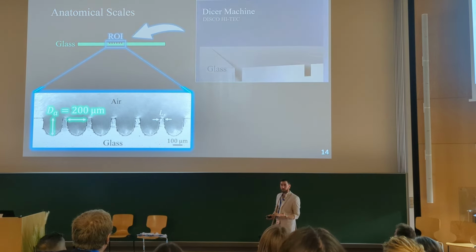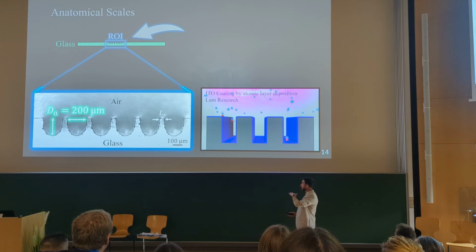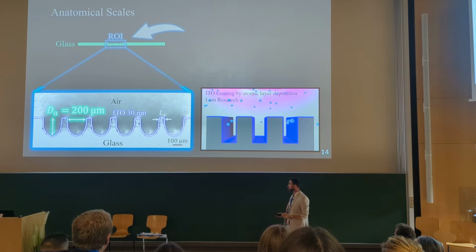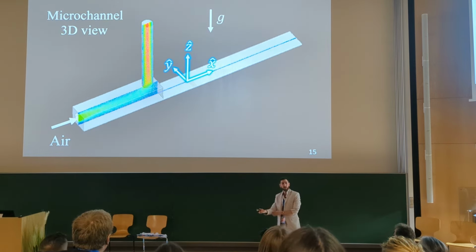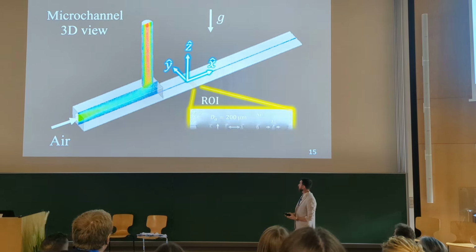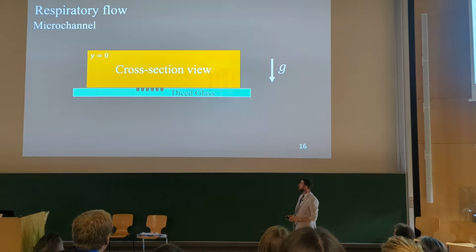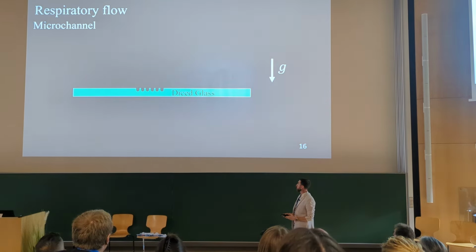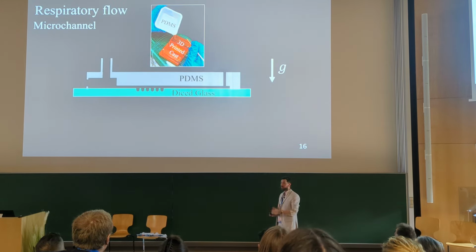And to take care of the electricity, I use atomic layer deposition to make it covered by an ITO layer, a conductive material which is also transparent. And then I need to take care of the velocity profile, and I use a microchannel that I designed. This is our region of interest, and I'm gonna do a cross-section to explain to you the methods of how I build it. So I took my diced glass and a 3D printed cast top of PDMS.